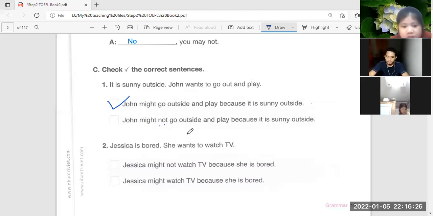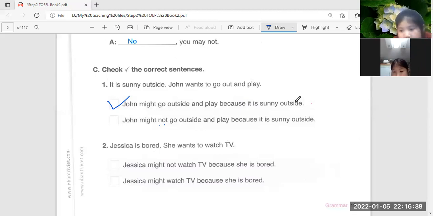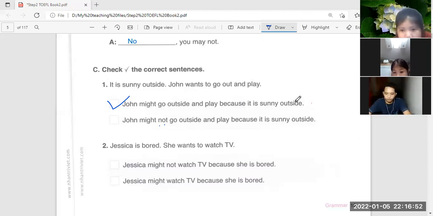Okay, very good. Next, Kangok, number 2. Jessica is bored. She wants to watch TV. What is your answer? I choose Jessica might watch TV because she is bored. Jessica, can you say again? Jessica might watch TV because she is bored. Okay, very good.